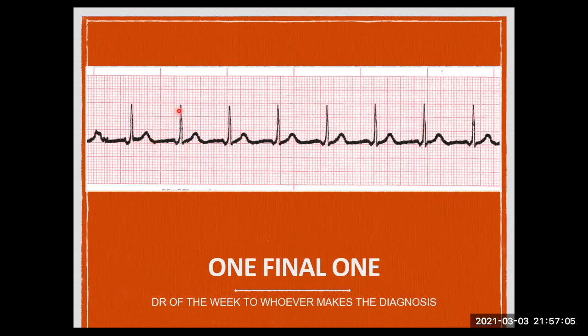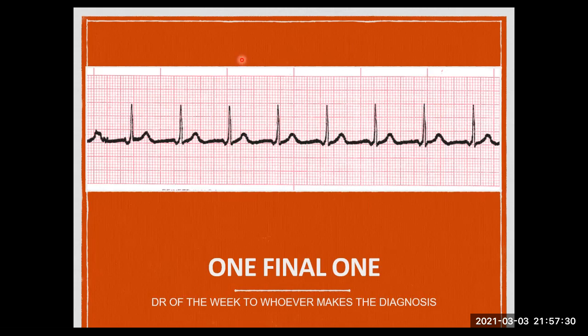And what is our rate? We've got, let's take it from here, 1, 2, 3, 4. So the rate is 75. So it's not even a tachycardia. So it's not a supraventricular tachycardia, which would fit into that pattern. We said a supraventricular tachycardia has no P waves, has narrow QRS complexes, and is regular. But this is not a tachycardia, so it can't be a supraventricular tachycardia.